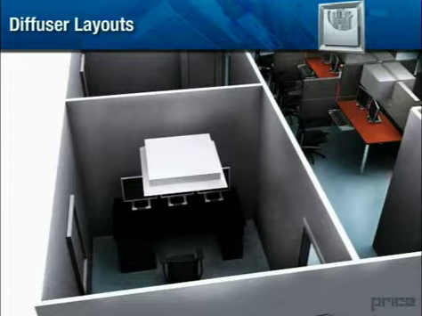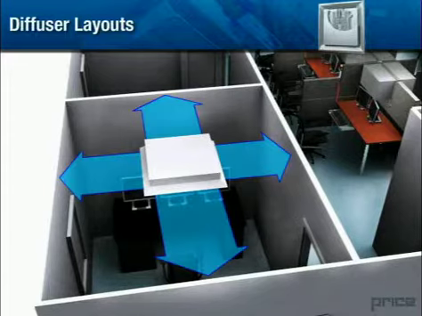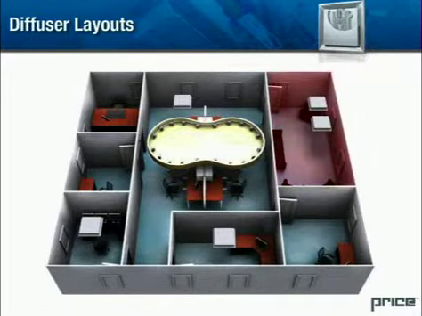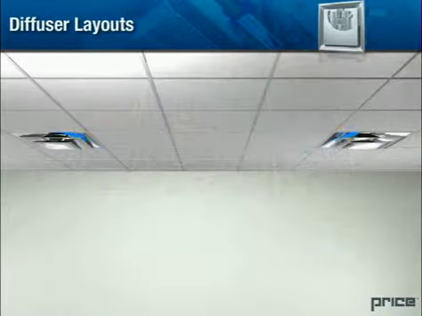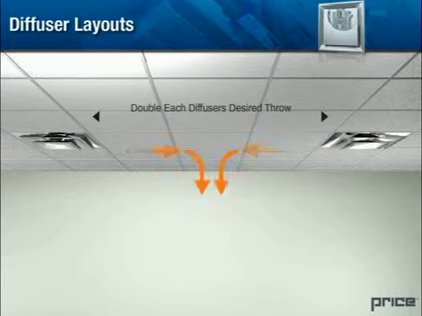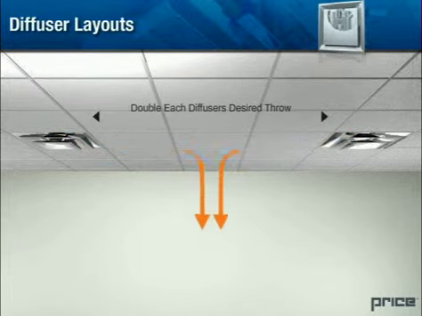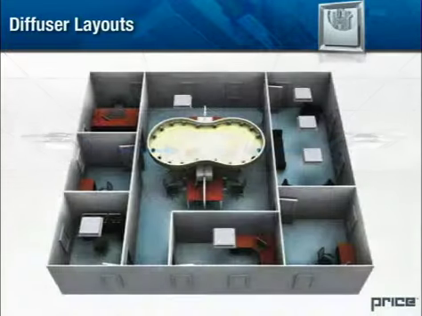Good design. 1. Centered diffusers. Centering a diffuser in a room will ensure maximum coverage and throw. This is the correct method of locating the diffuser. 2. Diffuser spacing. Providing adequate space between the diffusers, at least a distance equal to double each diffuser's desired throw, will ensure that the diffuser's throws will not interfere with each other.